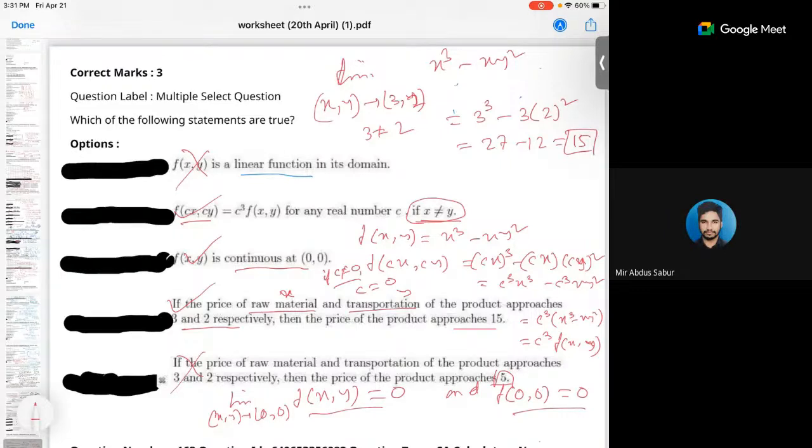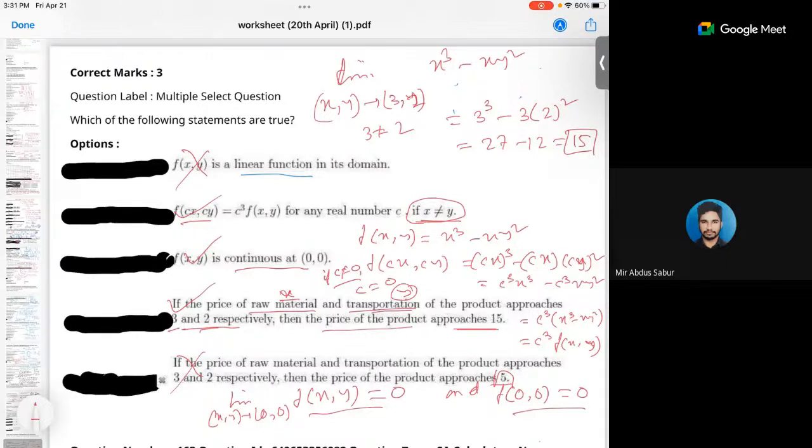Here, see, it is asked the price of raw material approaches 3, and the price of transportation, that is y, approaches 2. They are not equal, and the price of the product approaches 15. It needs to be proved.